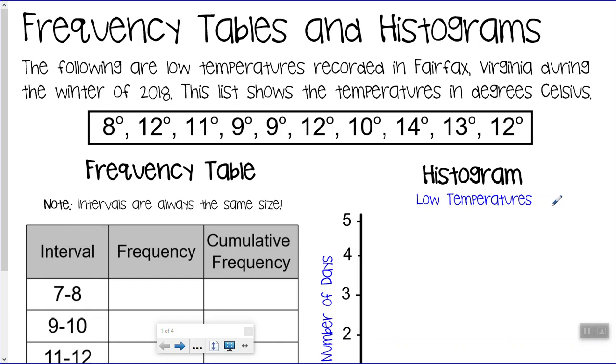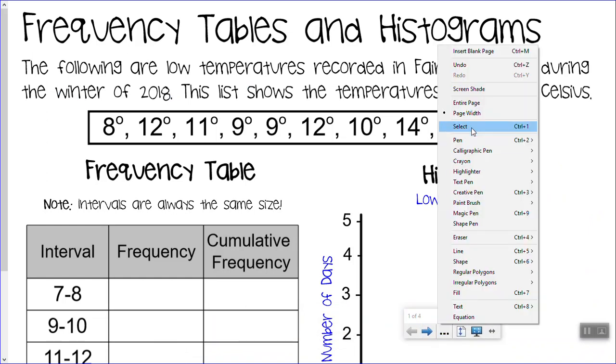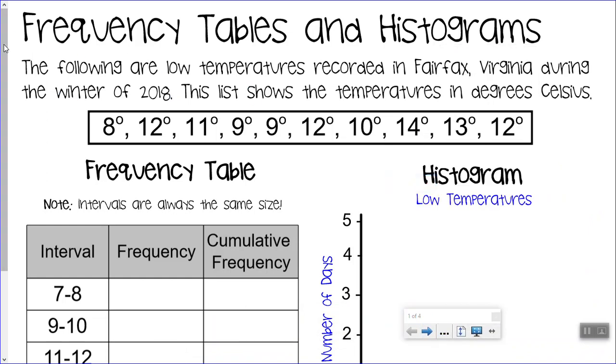In this video, we're going to take a look at two new graphs called frequency tables and histograms. When we talk about a frequency table, that comes from the word frequency, which means how often something happens. So with what frequency do you come to school? With what frequency do you have a birthday? How often does it happen? And a histogram is a special type of graph that we're going to create.